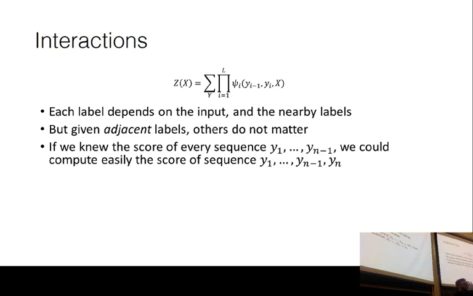So basically, if we know the scores of every sequence up to the output at position n minus 1, let's say the output at position 4, then we can easily compute the score of every sequence up to position 5. Why? Because we have all these transitions in between that are only dependent among them. Basically, if we have everything on 4 and we want to compute 5, then we don't need to use anything else before or after.